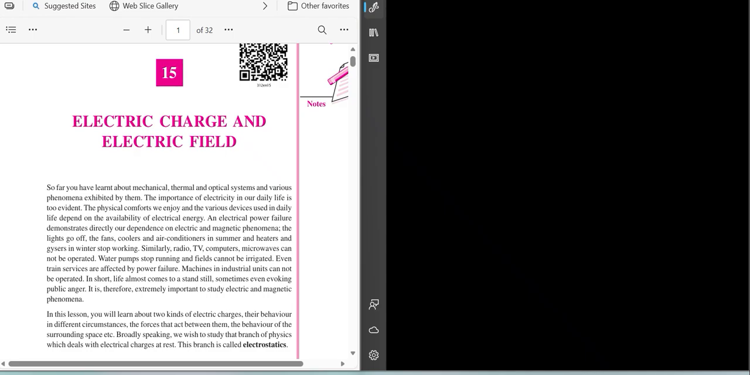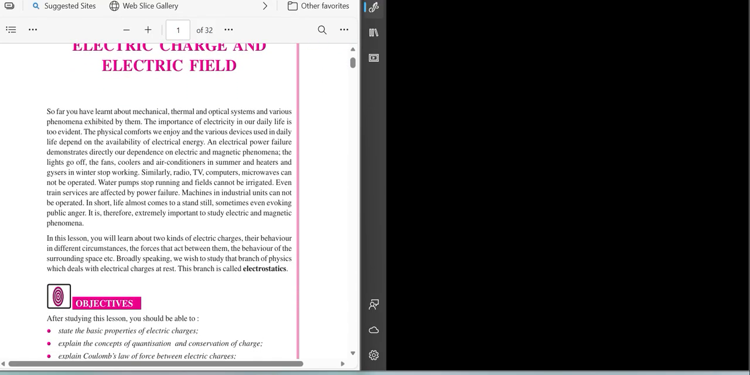Hi students. So today we will learn about electric charges and electric field, which is chapter number 15 of your physics textbook. Okay, so let's proceed. Let's start with the introduction. As you can see on the left side, we have the copy of the textbook, NIOS textbook.